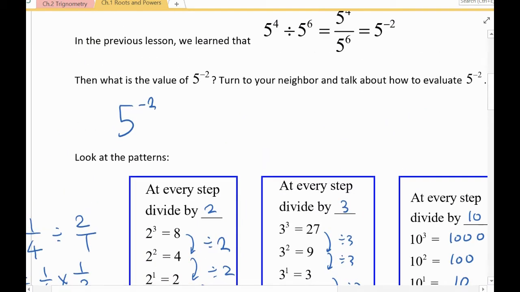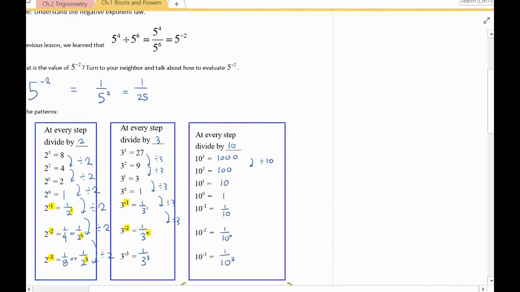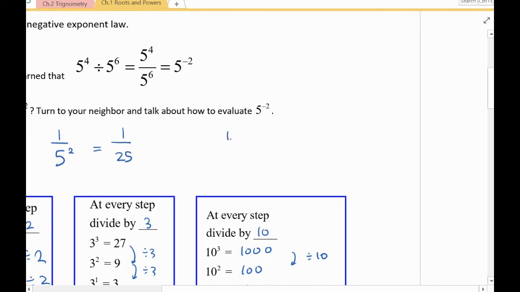Alright, then here we have 5 to the power of negative 2. So we have a base here. We're going to flip the base and change the exponent positive. It's basically 1 over 5 squared, that is 1 over 25. So remember, flip the base. So I want you to write it down here.